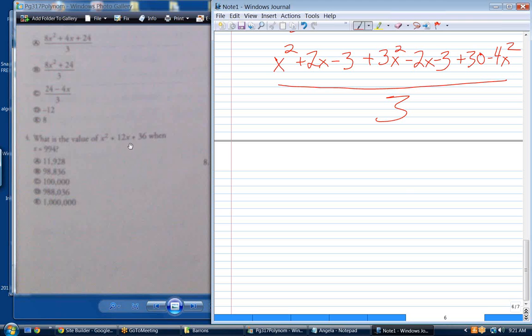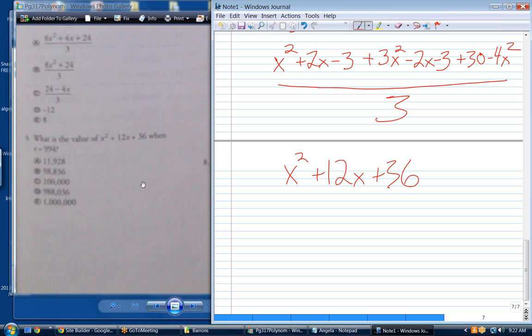What's the value of x squared plus 12x plus 36 when x equals 994? Huh. Yeah, that's what I just said. Well, there must be an easier way to do this problem. I don't think they really want you to plug that into your calculator, although that might be the quickest way to come up with the answer.